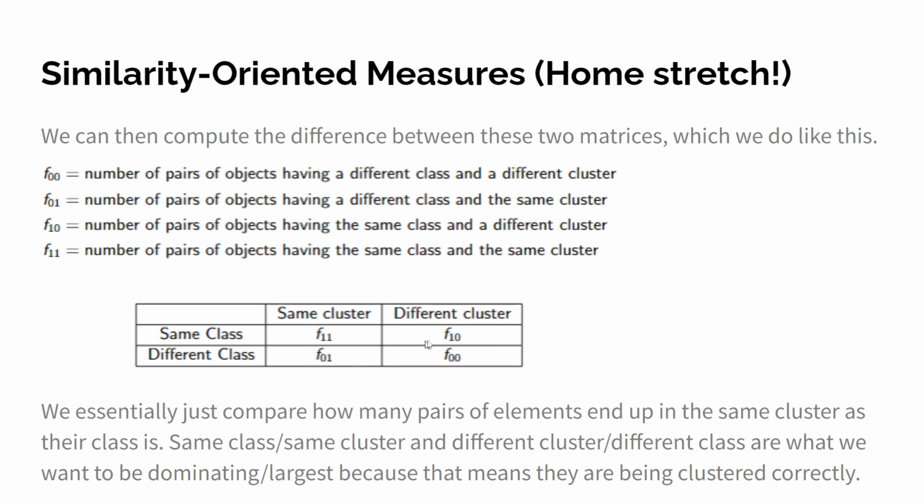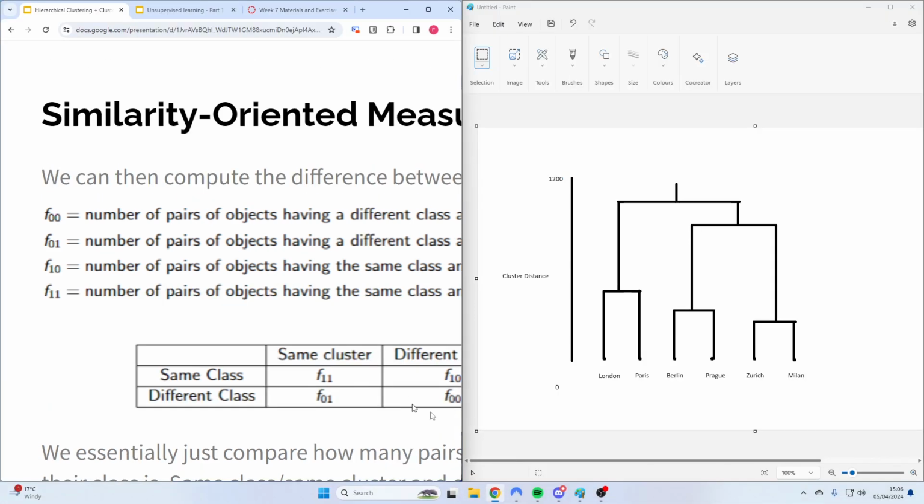But if we're in the bottom left or the top right, then that's wrongly classifying it, because that's saying they were the same class but they ended up in different clusters, or they're different classes but they ended up in the same cluster. So we're pretty much just comparing how many pairs of elements end up in the same cluster as their classes. Same class / same cluster, and different cluster / different class are what we want to be the largest, because that means they're being clustered correctly.